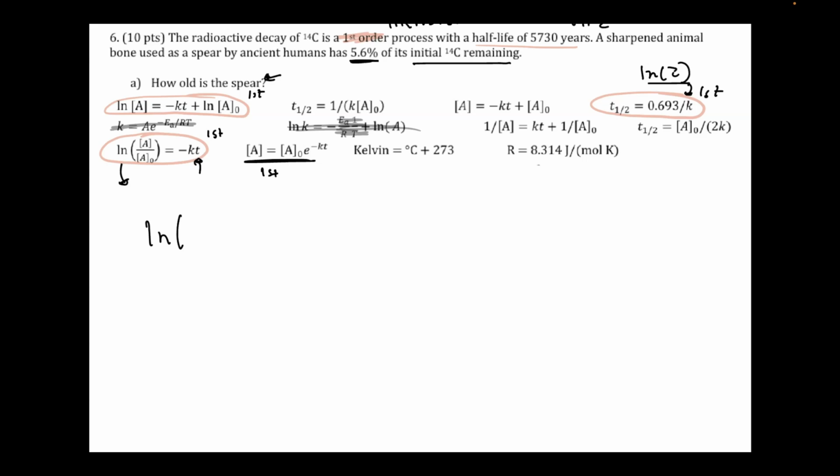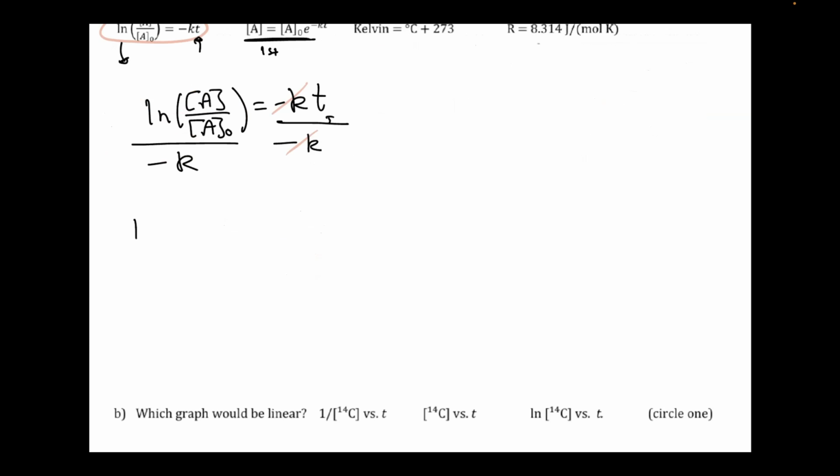So we can plug into this equation, ln of A over A naught is equal to minus kt. Now we're going to solve for t, so we can just divide both sides by negative k. That will get our t on its own here. So we have ln A over A naught over negative k is equal to t, which is what we're going to plug into.